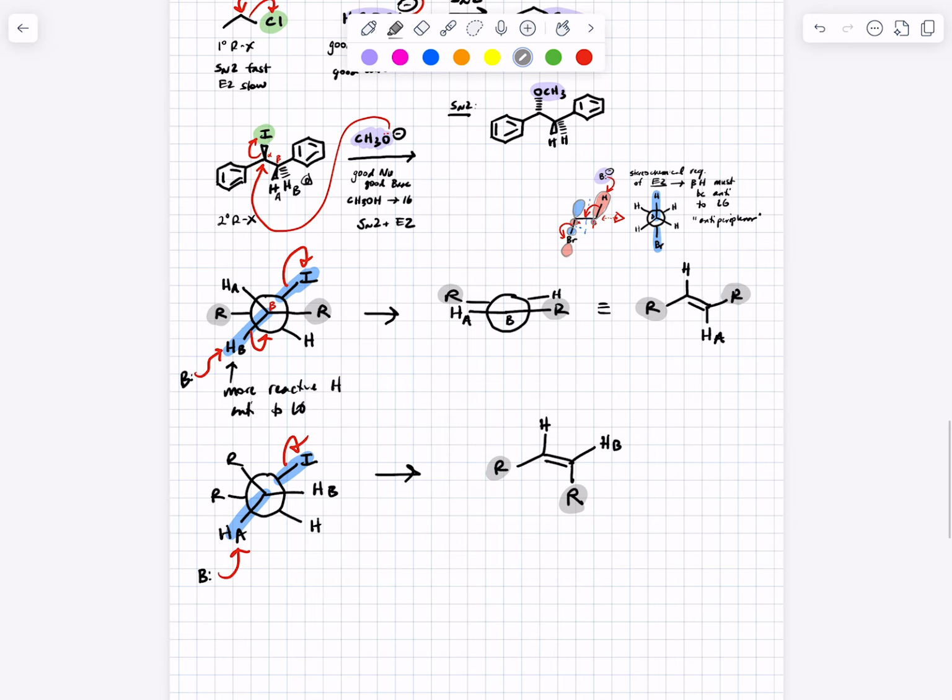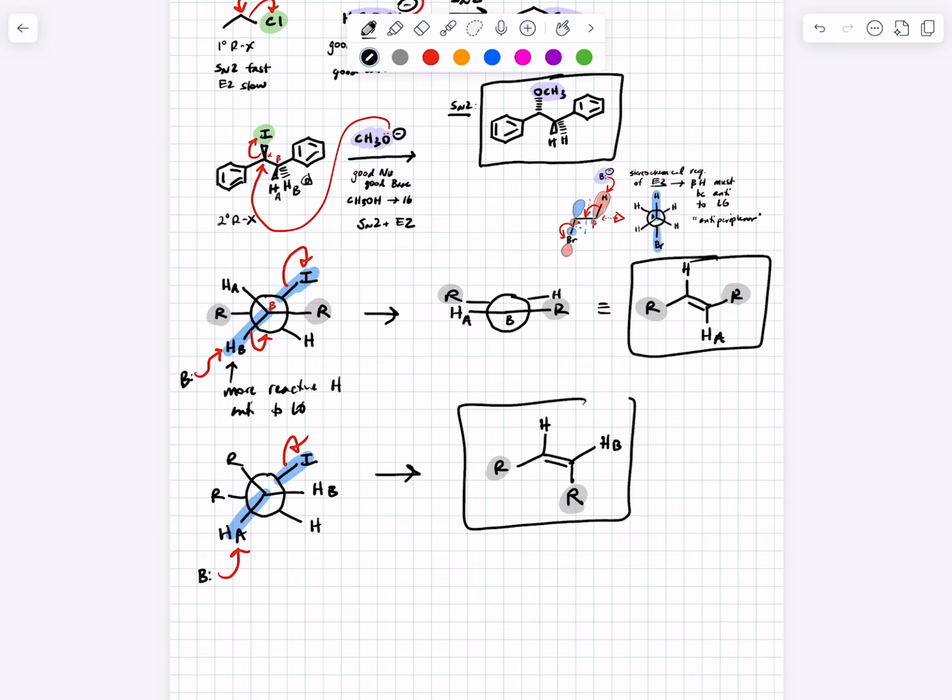Both would be products. And we would expect the trans one to form a little bit more because it's more stable. But on an exam, you would simply select all of those products.